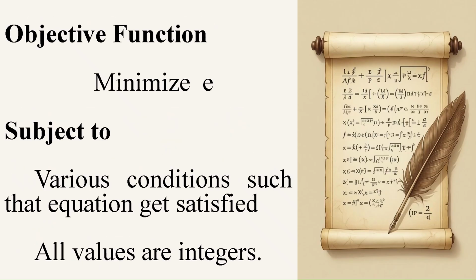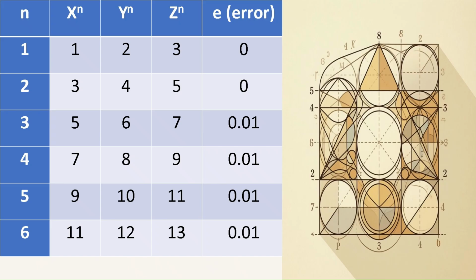Using the concept of mathematical programming, we formulate an objective function aimed at minimizing the error E, subject to the given equality constraints, and the condition that all variables take integer values. After solving this mathematical programming problem for different values of n, we get a unique relationship.